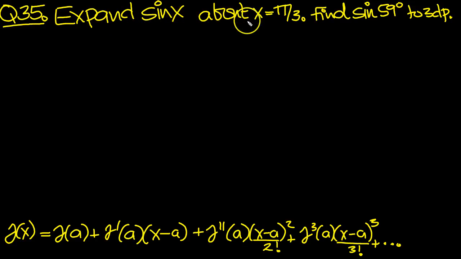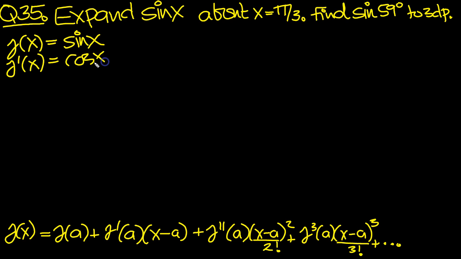Expand sine x about x equals pi over 3, that's 60 degrees, and find sine 59 degrees to 3dp. So here f of x then is equal to sine x. So differentiate now. Sine goes to cosine, doesn't it? And f double dashed. Cosine goes to minus sine.